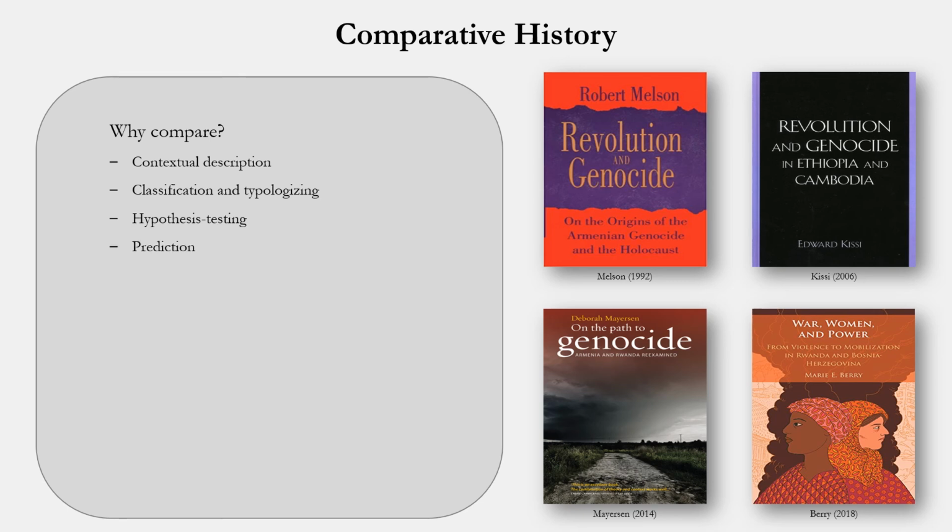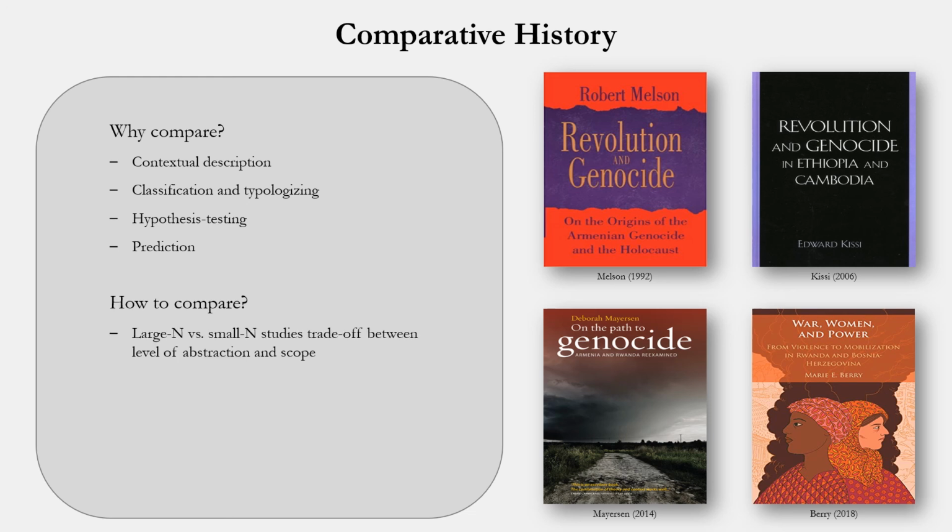The final and most difficult objective is a logical extension of hypothesis testing, namely, to make predictions about outcomes. For those of you who either have or will take my genocide prevention class, predicting or forecasting the probability of future genocides is very much a core purpose for Holocaust and genocide studies. Okay, so that's why we do comparative studies, but how do we do them?